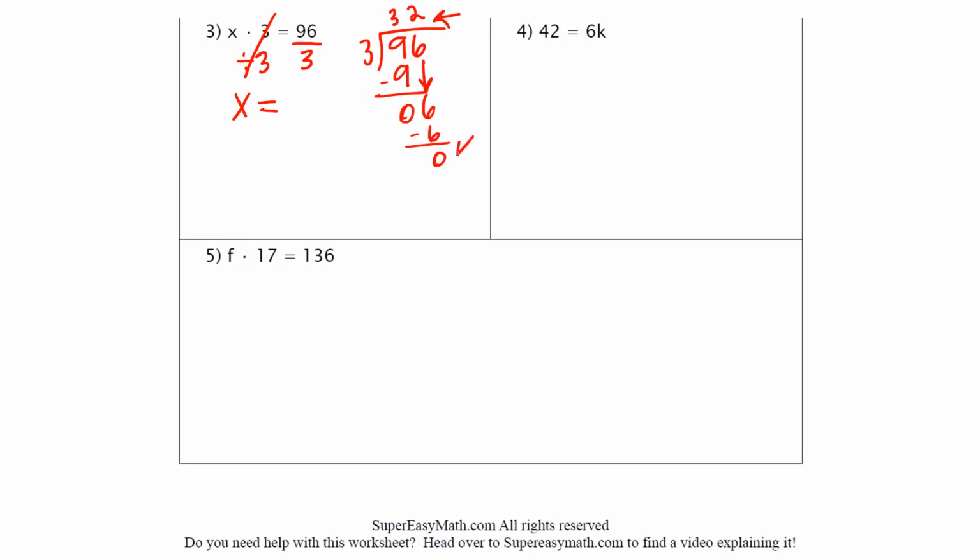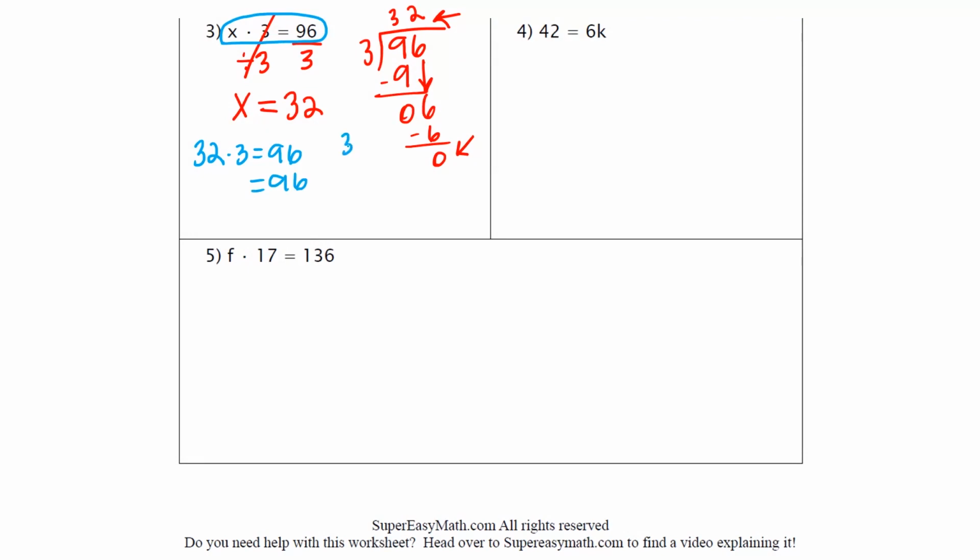When I get a 0 down here at the bottom, I know it's time to stop. It means I'm done with my division. So anyway, I get 32 when I divide 3 into 96, so x equals 32. Now, if I want to check to see if my answer is correct, I'm going to plug that 32 back into my original problem. So remember, my original problem was x times 3 equals 96. So what that's going to look like plugged in is 32 times 3 equals 96. Well, I need to calculate 32 times 3 and see if I get 96.